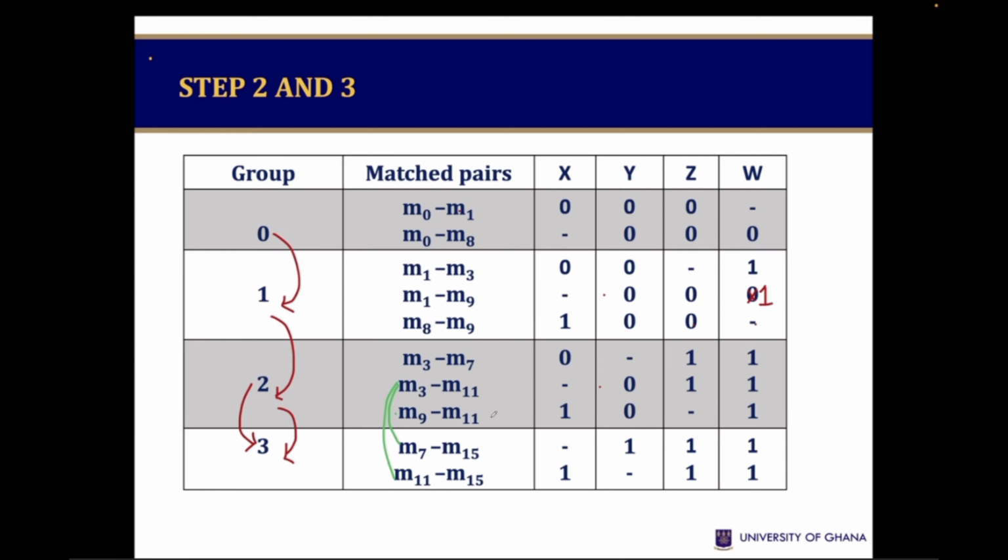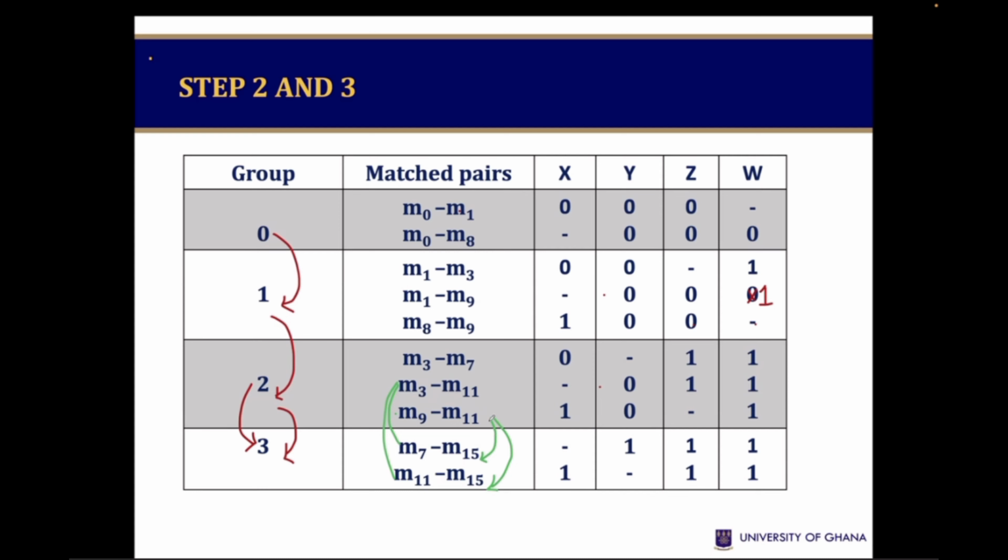So this and this, no match. This and this, match. Can we check 3 and 11? Match. 11 and 15 again? No match. Okay, so you have only two of them, no match. You have only two matches.